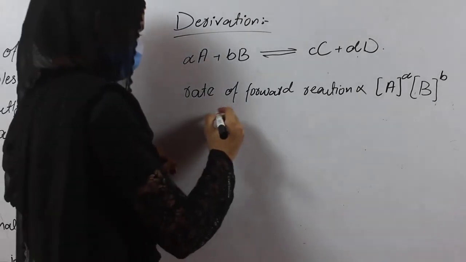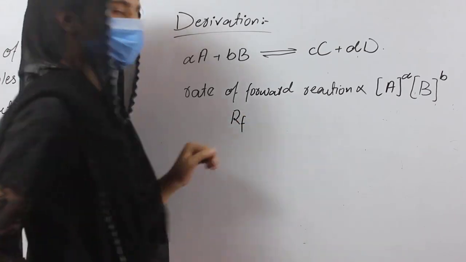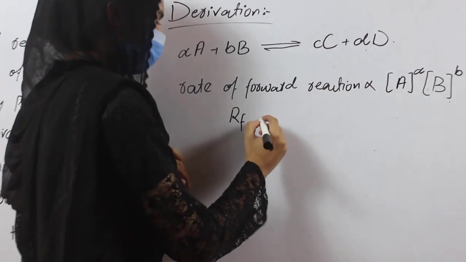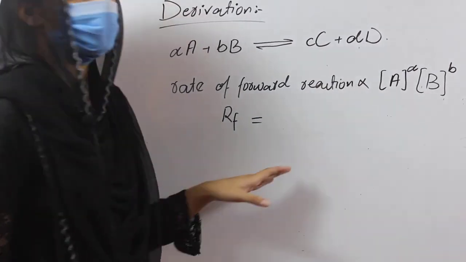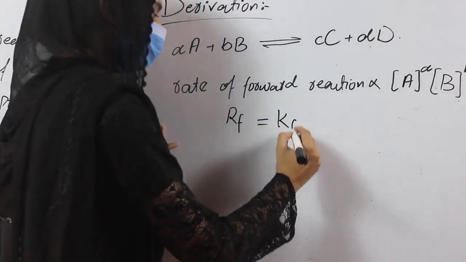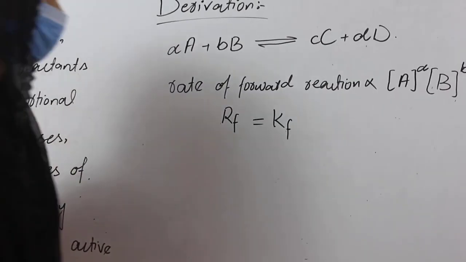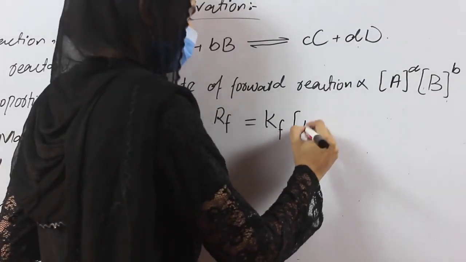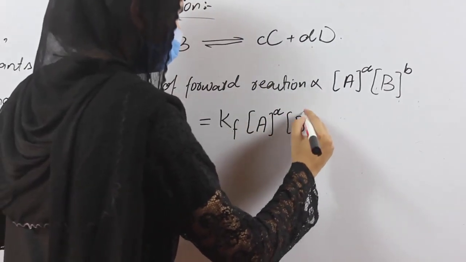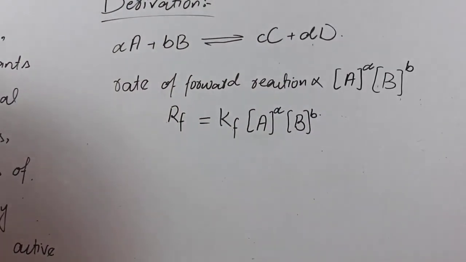we write RF in place of the rate of the forward reaction, that is the representation of the rate of the forward reaction. When we change the proportionality sign to equal, we introduce a new constant, Kf. It means that is the constant for the rate of the forward reaction. And again we write here the reactants and their number of moles. This is the calculation for the forward reaction.